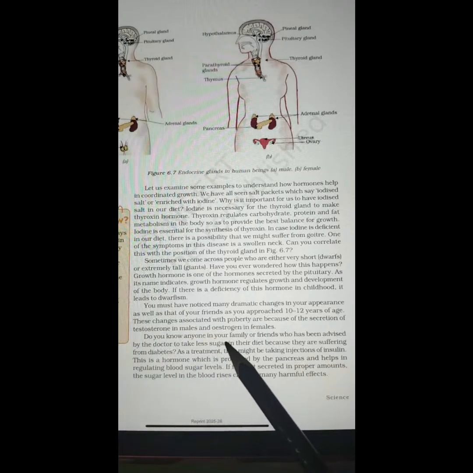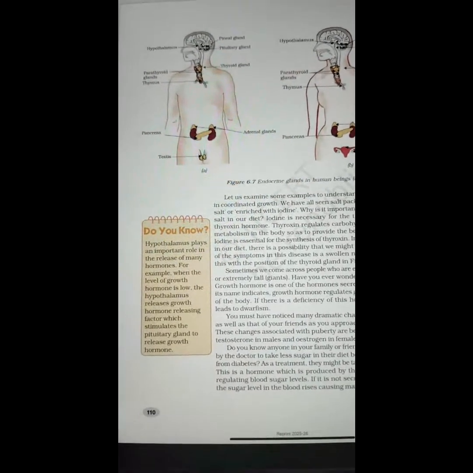Do you know anyone in your family or friends who have been advised by the doctor to take less sugar in their diet because they're suffering from diabetes? As a treatment, they might be taking injections of insulin. This is a hormone which is produced by the pancreas and helps in regulating the blood sugar levels. If it is not secreted in proper amounts, the sugar level in the blood rises, causing many harmful effects.